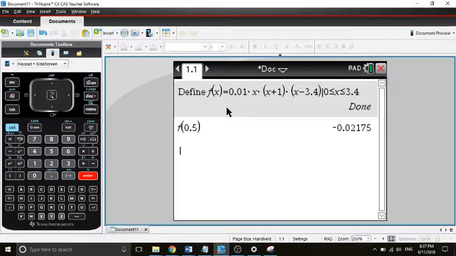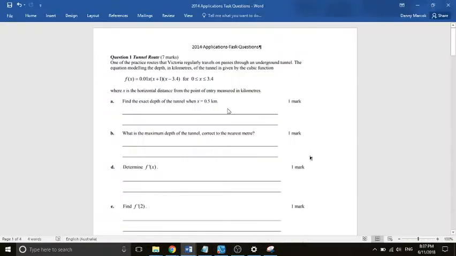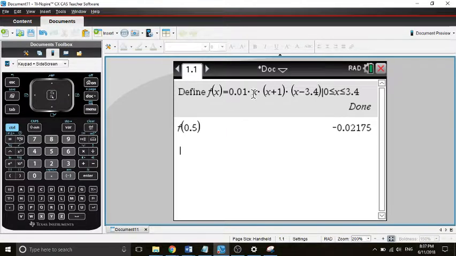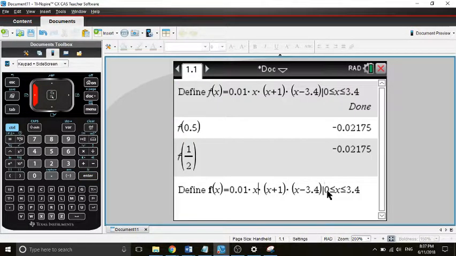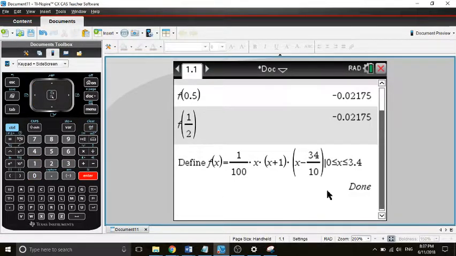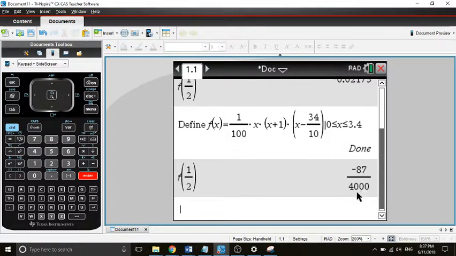We could probably try typing in the exact depth, but it's a bit of a worry because we've been given a bunch of decimal values here. We could try f of a half, f of 1 over 2. We'll still get the same thing. We could type this differently into CAS. We could define this with 0.01 as 1 over 100, and 3.4 as 34 over 10. Now we could try it again. F of a half. There we are, negative 87 over 4,000. So that's something we could do there.